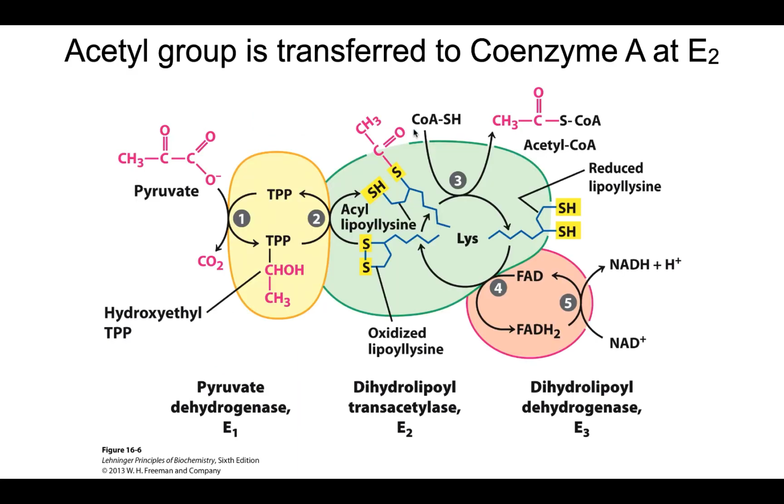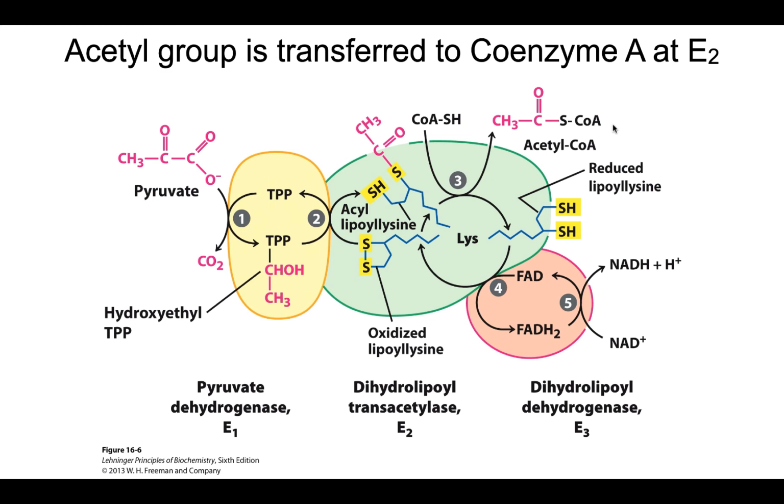Okay, next, that acetyl group that is being held by lipoate in E2 is going to be transferred to a coenzyme A. Okay, so now there's our finished product, acetyl-CoA. That acetyl group is now bound to CoA, and that leaves our lipoate molecule in its reduced form. And the acetyl-CoA goes on. This, remember, all takes place within the mitochondrial matrix, and within the matrix, the acetyl-CoA is going to be involved in the citric acid cycle.